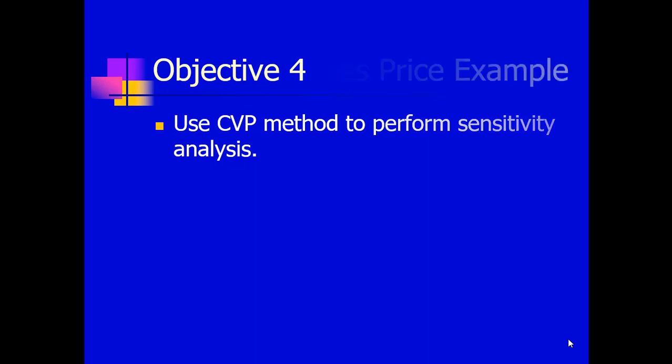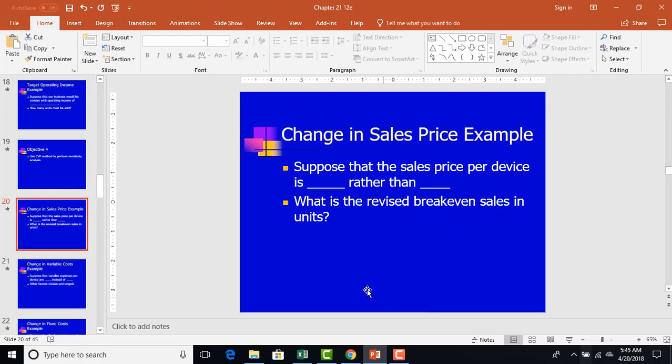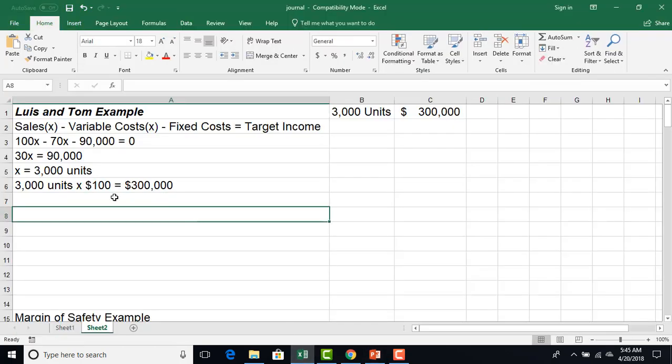It's pretty simple. So let's say we, again, change sales price. We could change any inputs from this equation and figure this thing out. It says suppose that selling price per device is blank rather than blank. We can fill in the blanks with whatever it is that we wanted. So let me hop back here to Excel. Again, I'll just use Lewis and Tom again.